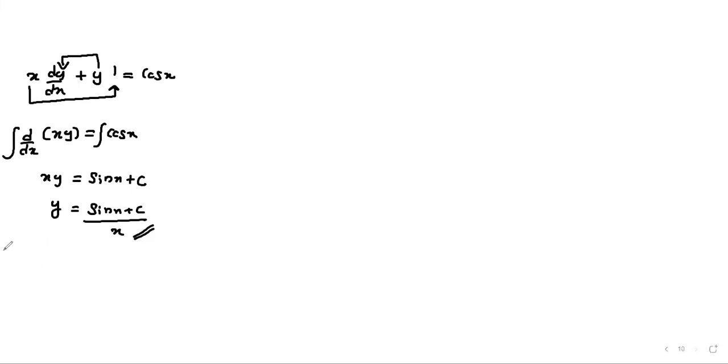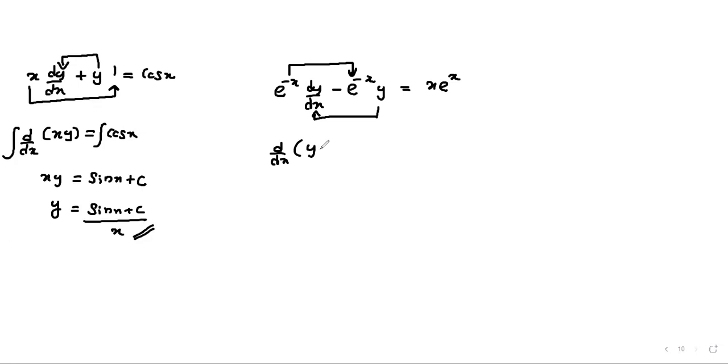That's a way of doing this question, right? We'll go ahead a little bit further. Another question: e to the power minus x dy by dx minus e to the power minus x y equals x e to the power x. Now check whether the differentiation of y is here and the differentiation of e to the power minus x is here. So obviously nothing to worry about with the integrating factor, it's straightforward. You can write d by dx of y e to the power minus x equals x e to the power x. Now you integrate both sides. If you integrate this side, nothing to worry.